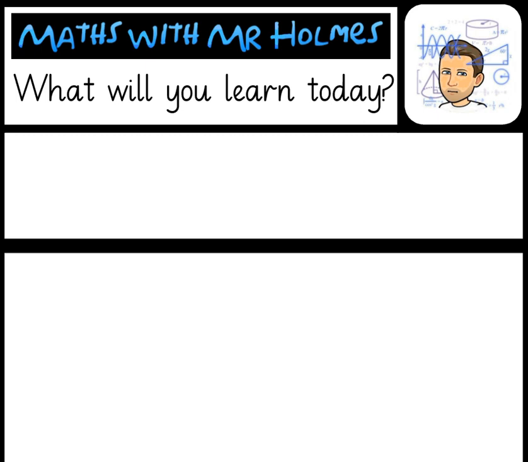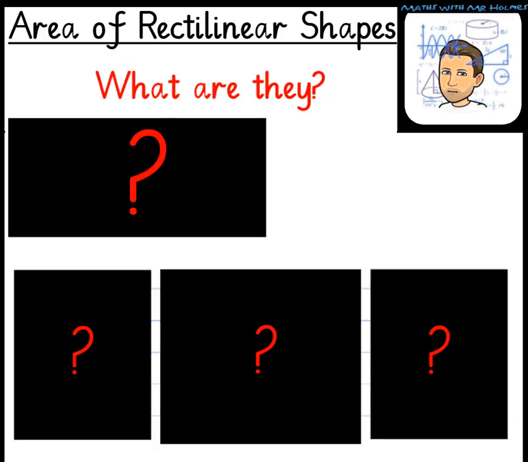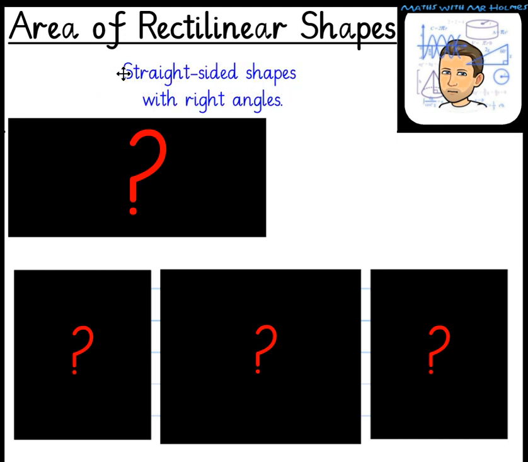Let me tell you. It's area of rectilinear shapes. So, what is a rectilinear shape? They are straight-sided shapes with right angles. So a right angle is when a vertical line that goes up and down meets with a horizontal line that goes across, or left and right. Let's have a look at one.